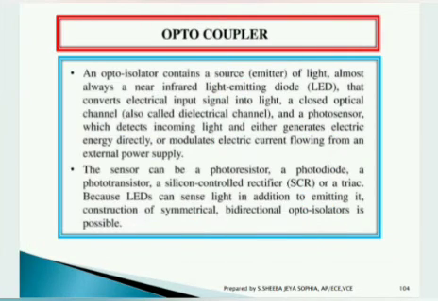An opto-isolator contains a source emitter of light, almost always a near infrared light emitting diode that converts electrical input signal into light, a closed optical channel, and a photosensor which detects incoming light and either generates electric energy directly or modulates electric current flowing from an external power supply. The sensor can be a photoresistor, a photodiode, a phototransistor, a silicon controlled rectifier, or a triac. Because LEDs can sense light in addition to emitting it, construction of symmetrical bidirectional opto-isolators is possible.